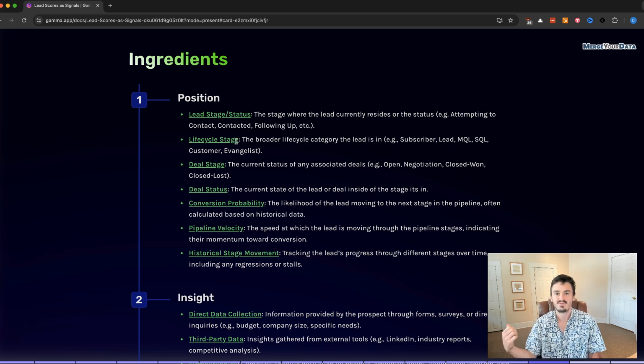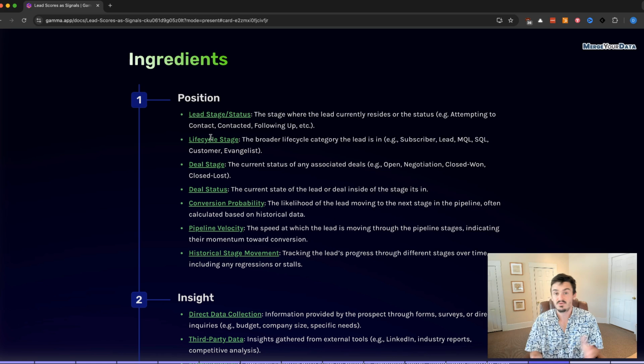Lifecycle stage we've talked about in previous videos. It's the furthest point along a linear journey that the prospect makes in your lifecycle stages. So the broader lifecycle category the contact is in. This is wrong, I have the wrong word in there, but it's the contact is in. So subscriber, lead, MQL, SQL, opportunity, customer, and evangelist.